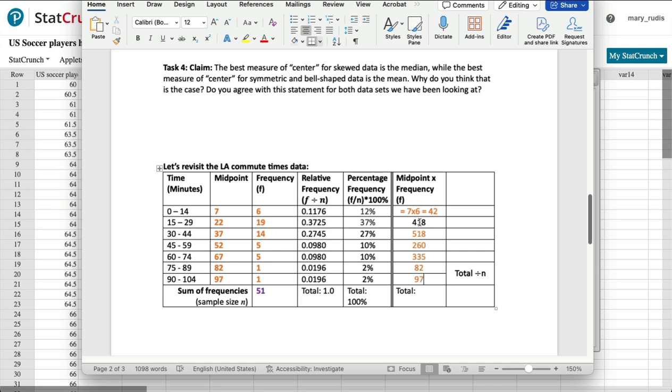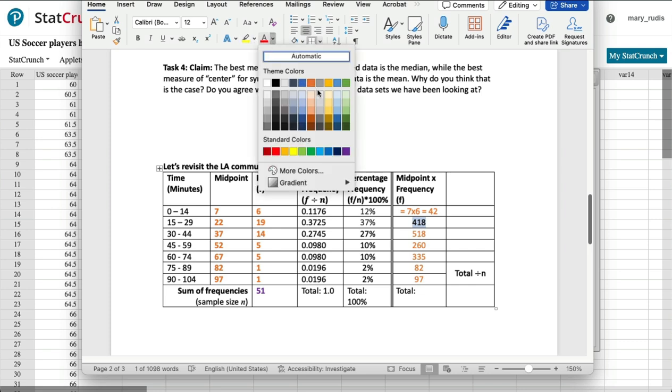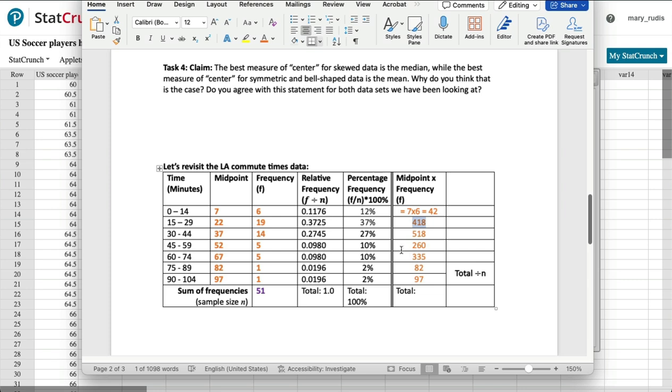So those are our midpoints. We took the midpoint of each category and we multiplied by the frequencies. So we're kind of pretending that we did not have the original data to look at, okay? That's what we're doing. If all you have is a frequency table, how do you calculate the mean? So let's make that orange because I like to have everything matching.